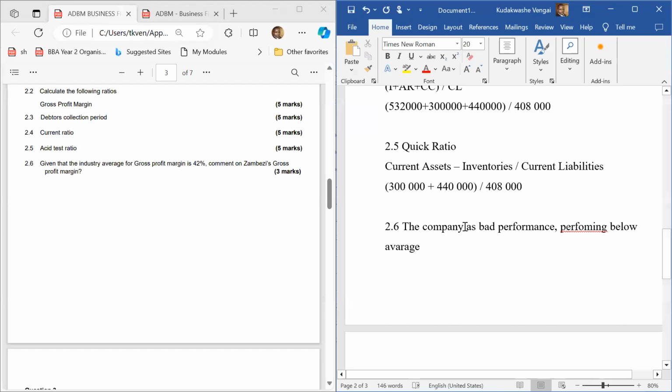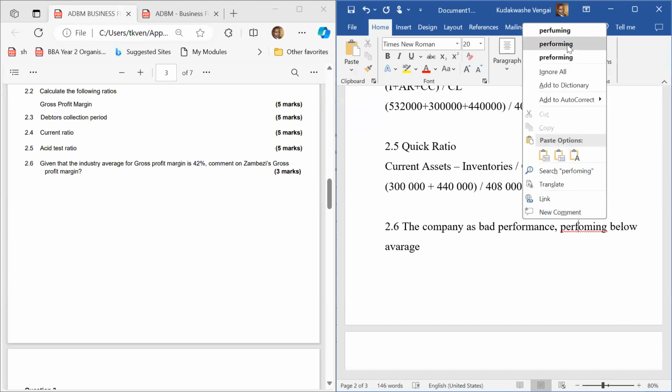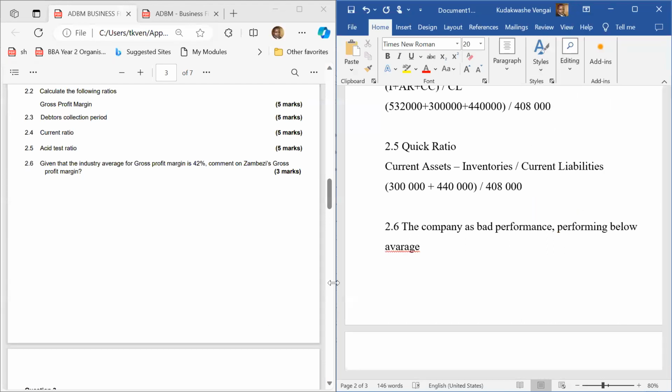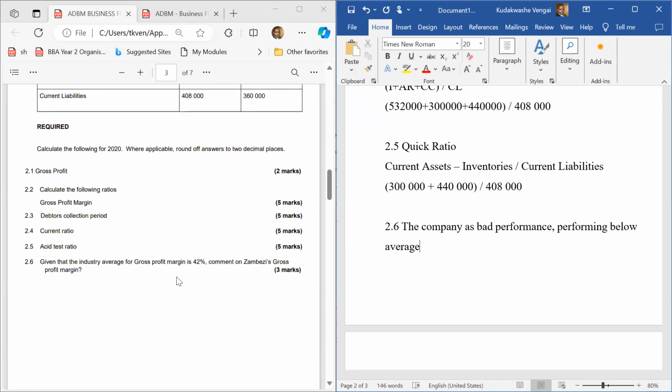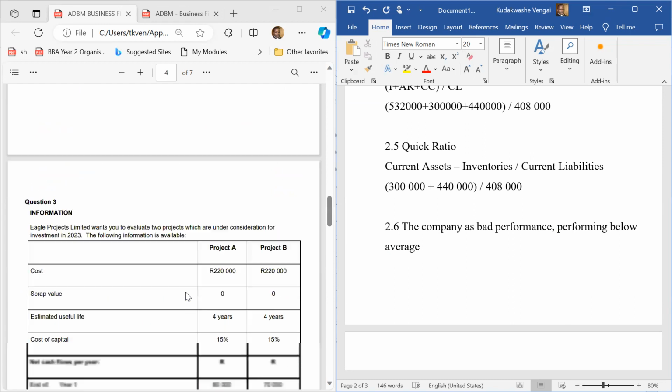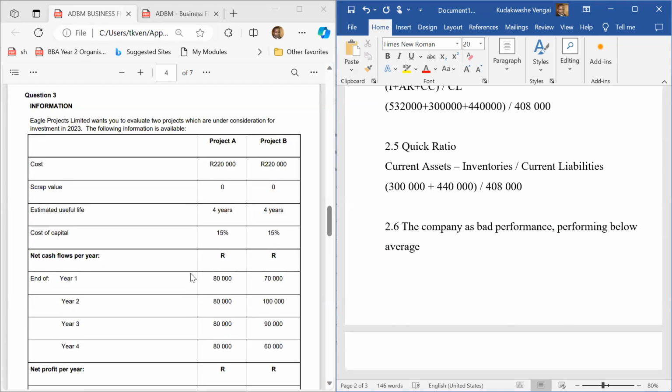It is performing below the what? The average performance that other companies in the industry are performing. So that's our conclusion to 2.6. So that's ratio analysis, right? Again, like I said, ratio analysis is very straightforward. You are just applying the formulas within your study guide. So you should not have any challenges on this one.